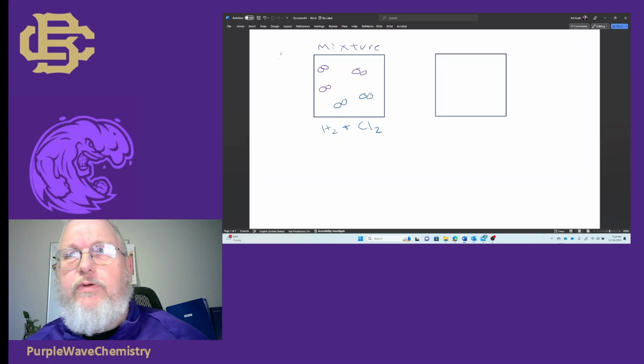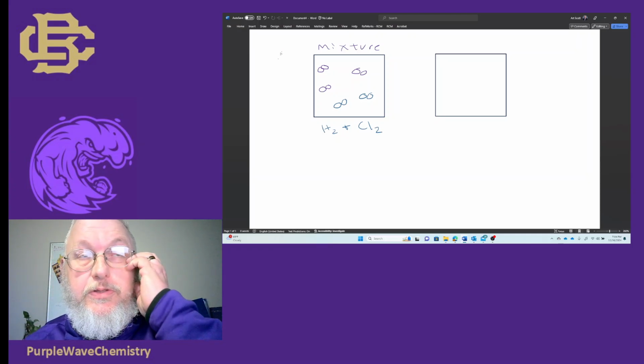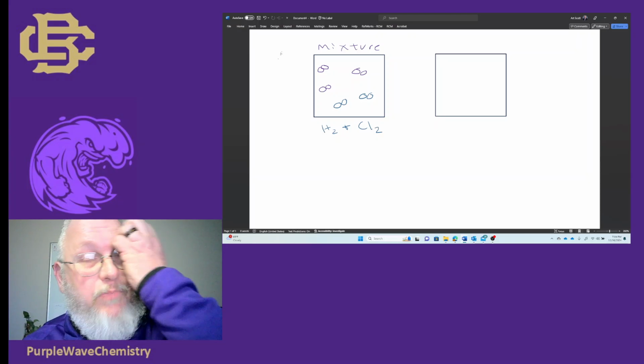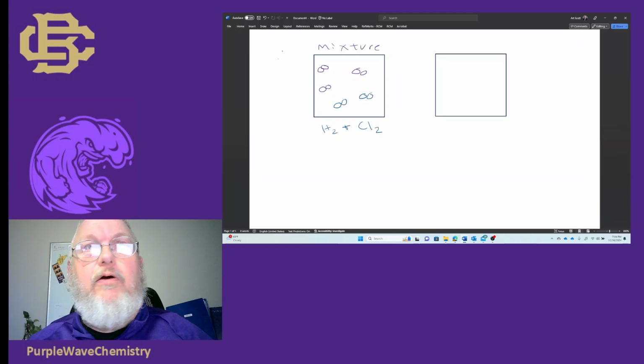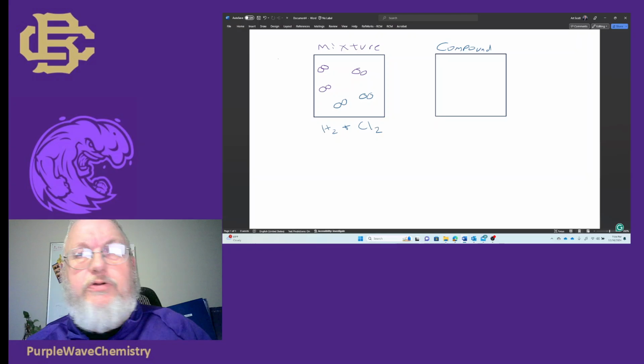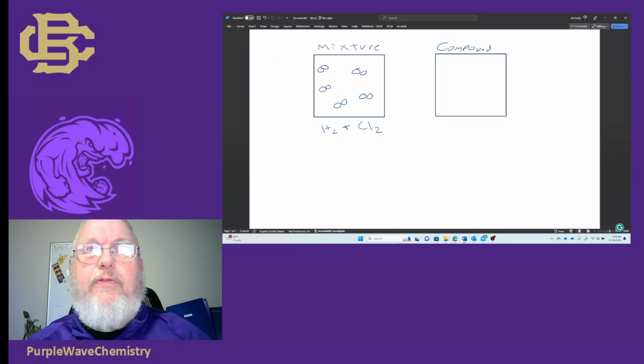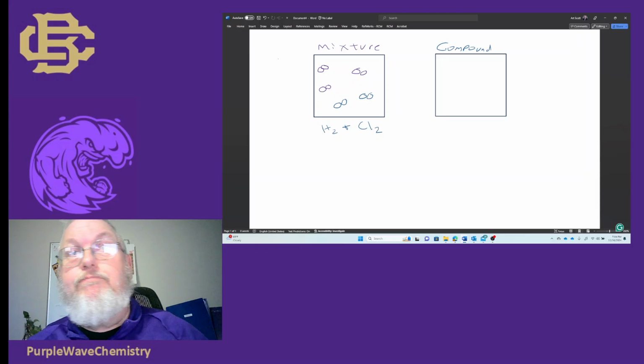So they each have their own individual properties still, okay? But nothing's happened. They're just doing their thing. Now, let's draw a compound. What's the difference with a compound? A compound is unique ratios of certain of the elements, right? And they're always going to be the same.